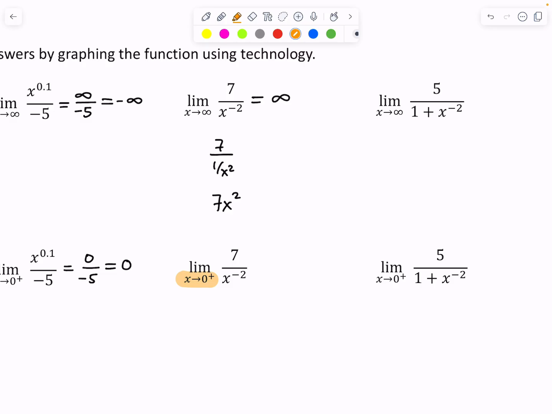Whereas if we let x now approach 0 from above, this x shrinks to 0, x squared shrinks to 0, and times 7 stays 0.